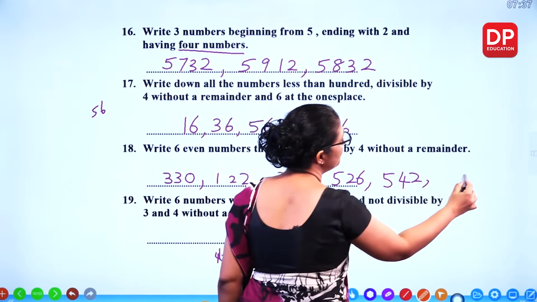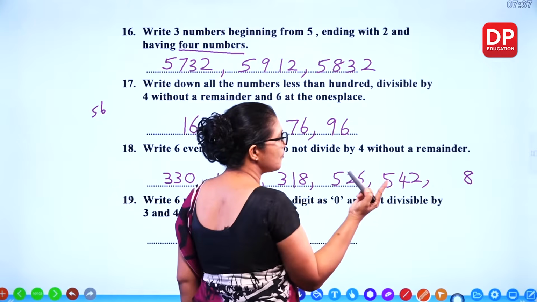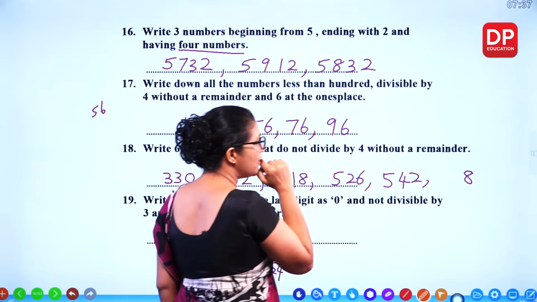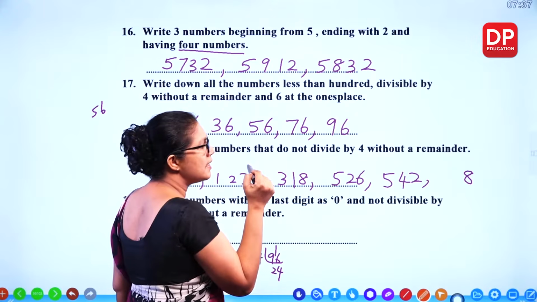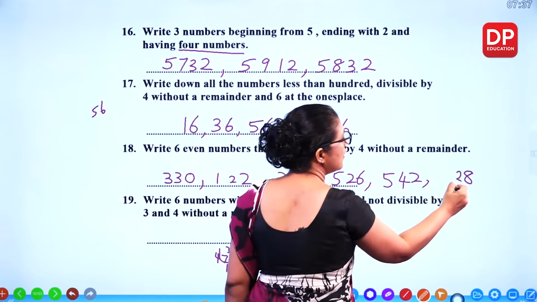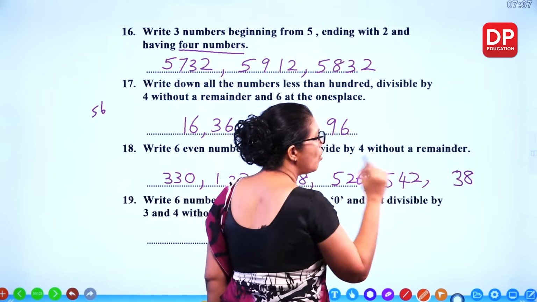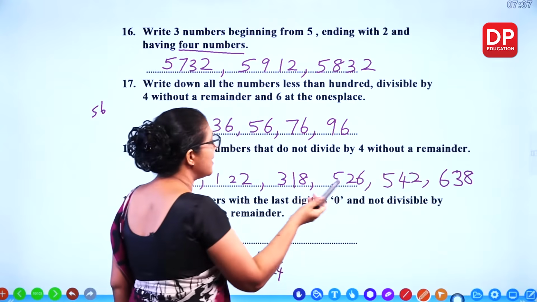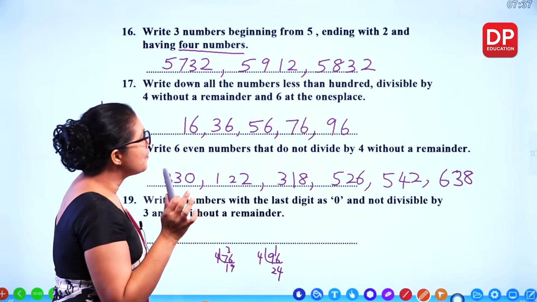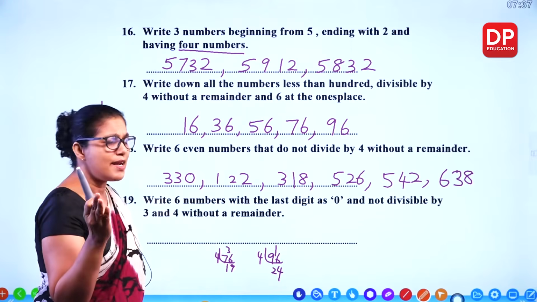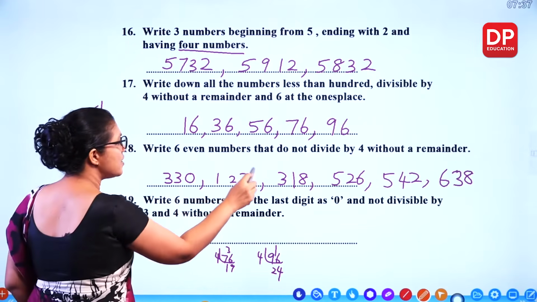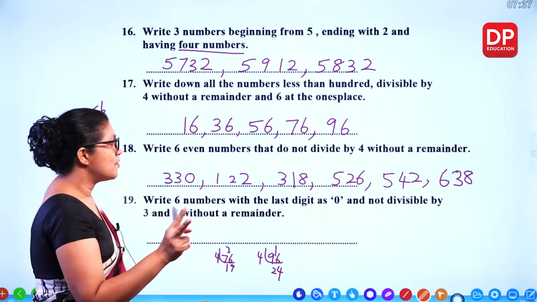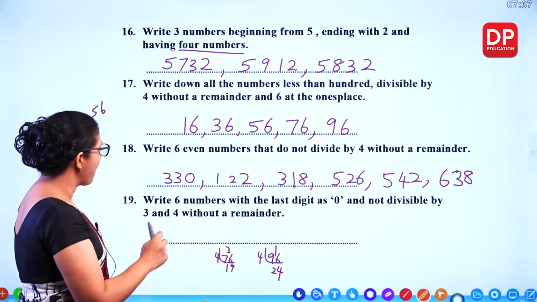Another one more. We'll put 8. 18 is not divisible by 4, or we'll put 28, which is divisible. 38 is not divisible by 4. So you can put any number here, 600 or any number. It's not mentioned to write only 3-digit numbers. You can write any number that you like, but the only condition is that the last 2 digits are not divisible by 4.